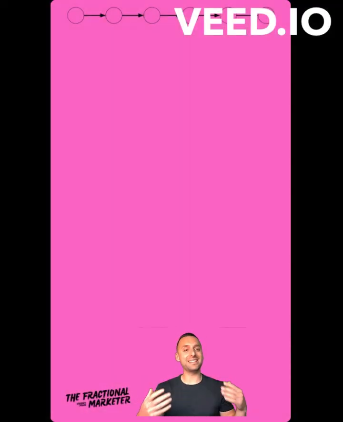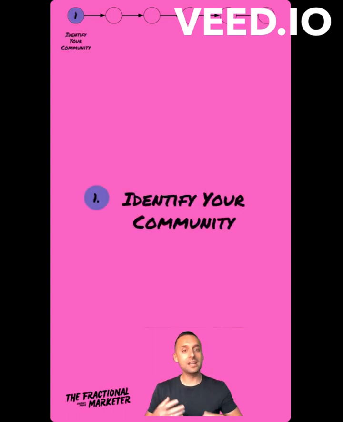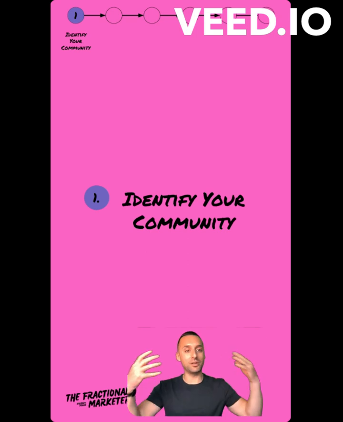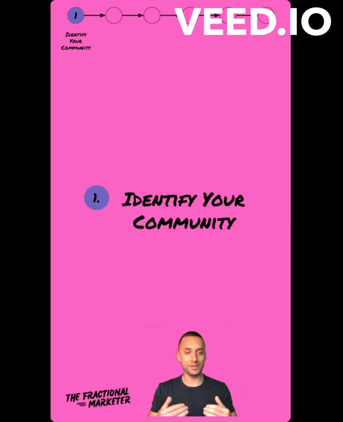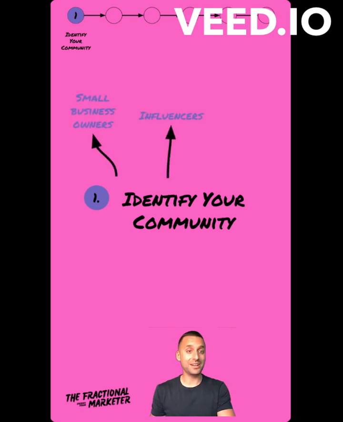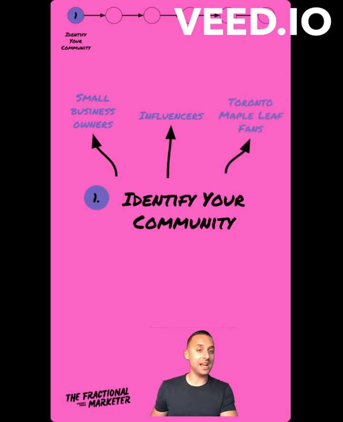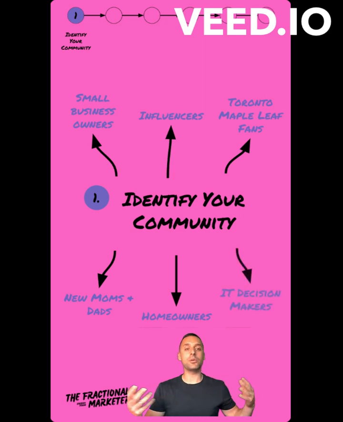First step in the 6-step guide to community marketing is simple enough: identifying your community and your target audience. This is a group of people that you could bring together with similar interests. Your community could be small business owners. It could be YouTube influencers. It could be disgruntled Toronto Maple Leaf fans, new moms or dads, homeowners, IT decision makers, whoever you eventually want to sell to.